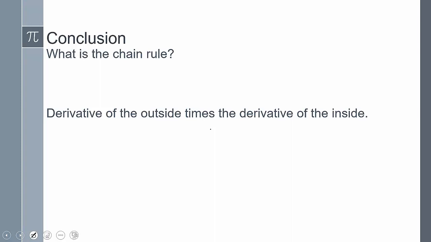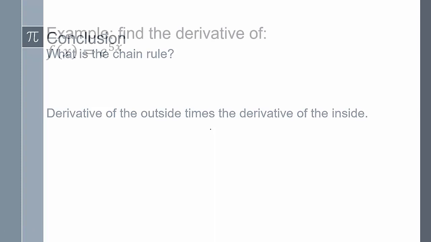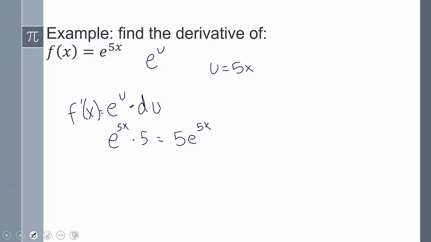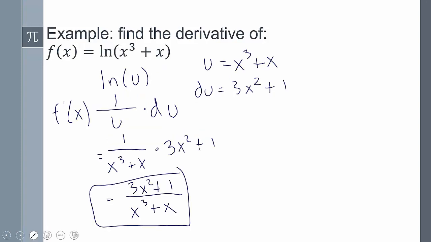Now, a way to memorize this: the derivative of the outside of our function times the derivative of the inside of our function. So in this instance, this was the outside of my function, which I took the derivative of. This was the inside of my function, which I took the derivative of, and I multiplied those two together. This was the outside of my function, so I took the derivative of that. This was the inside of my function, and so I took the derivative of that and multiplied those two together.